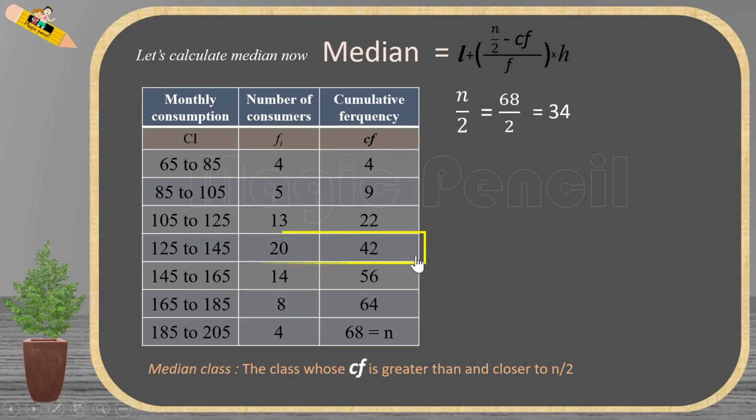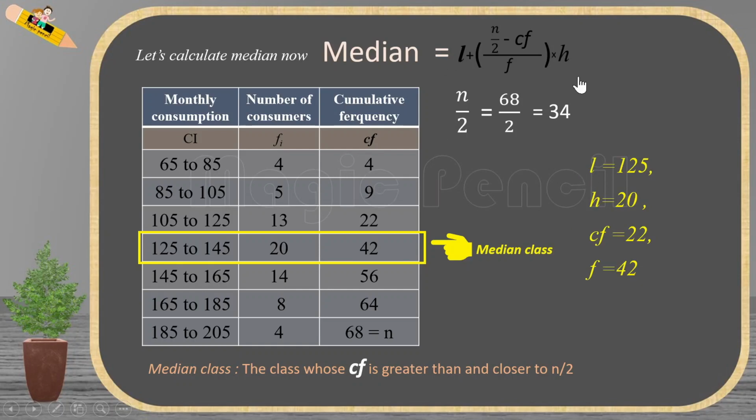So we need to select this class interval as the median class. Once you can successfully select the median class, then your 90% of the median calculation is successful. So after selection of the median class, you need to identify the values related to the formula.